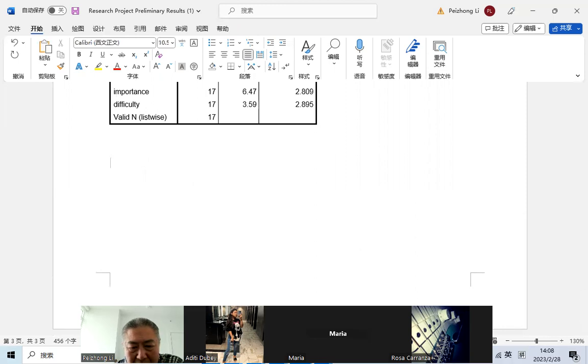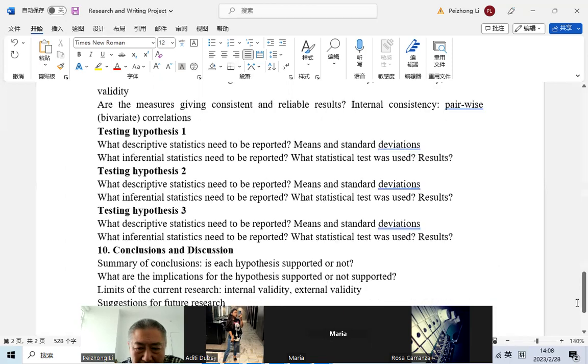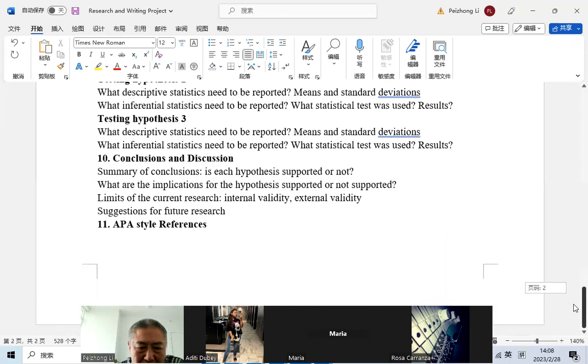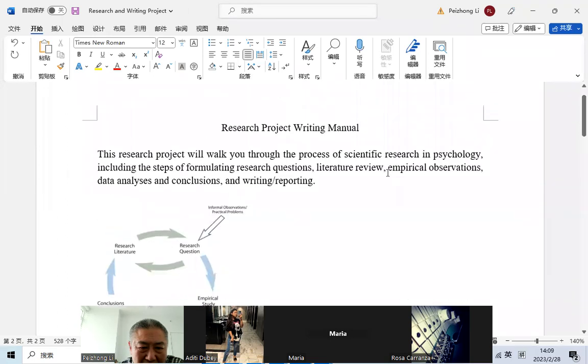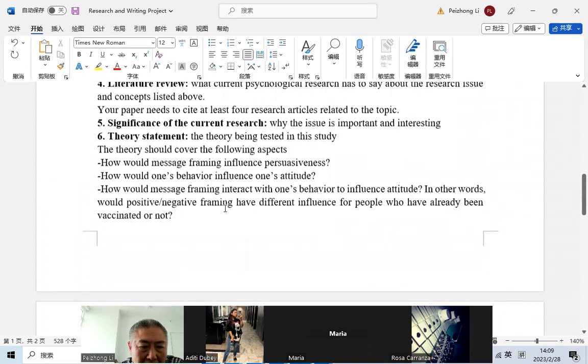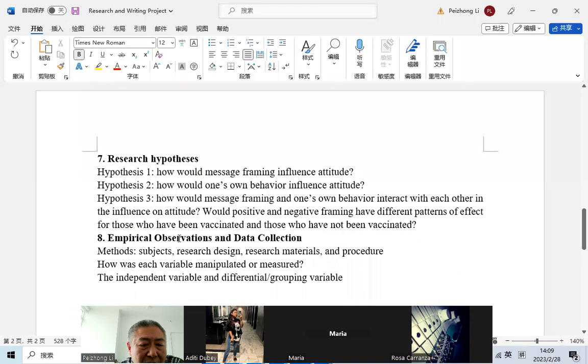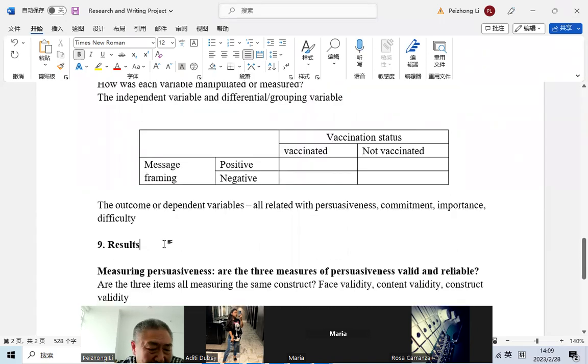Now, I'm going to post this part of the research results in the portal. What you want to do is download it and make sure you understand it, and know how to interpret it. Also, I already posted the writing instructions in the portal. You want to work on the part before the results section. So for results, we have some of the results, but not all of them.